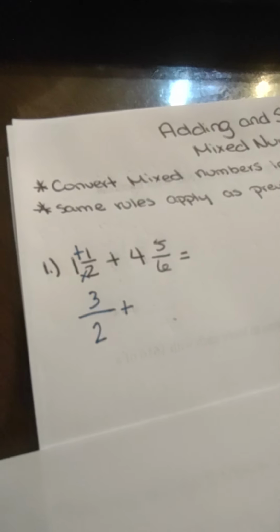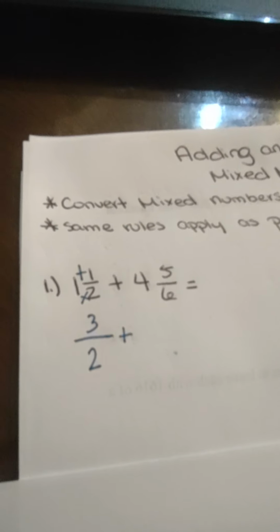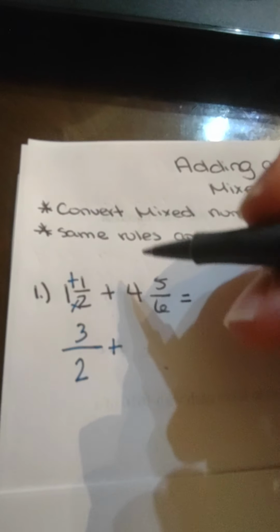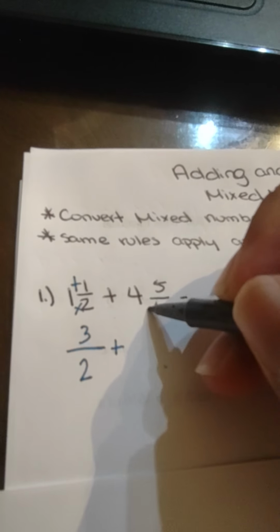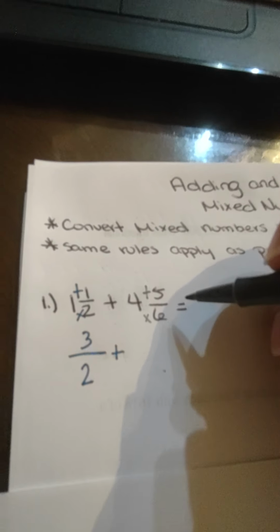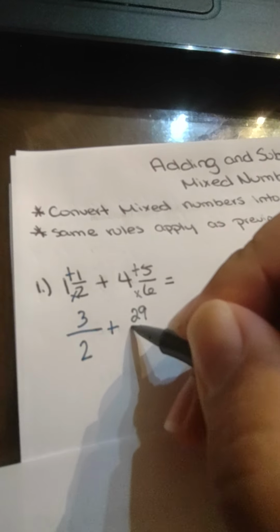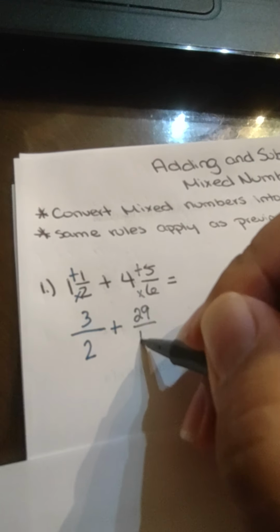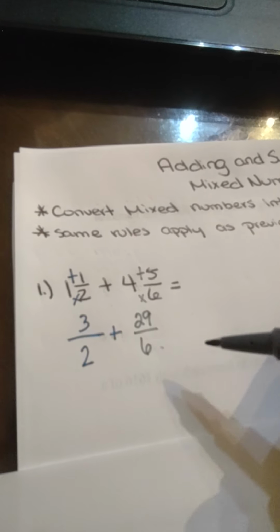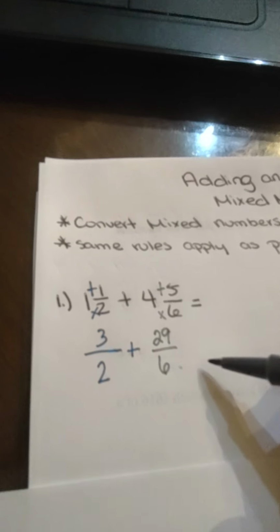I'm going to rewrite everything down here, and let me change colors. I'm going to focus on the second mixed number, and I do the same thing. 6 times 4. That's my denominator times my whole number. That's 24. And then I'm going to add my numerator. 24 plus 5 is 29. And I'm going to keep my denominator. And now we have fractions, just like we did in the previous section.